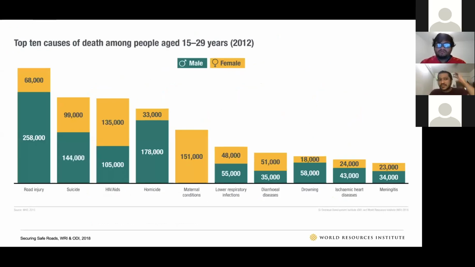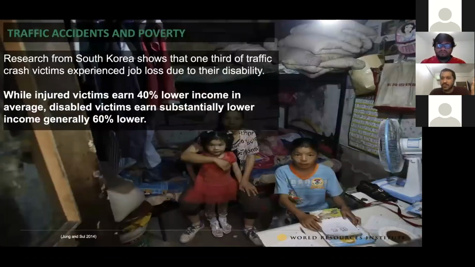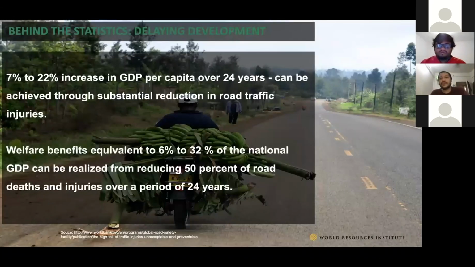And road safety is the top 10 cause of death among this really young group, 15 to 29. It has such high social costs, months of lost work and the consequences thereof. This was from a study in South Korea, and it's particularly sad: injured victims earn about 40% lower income, and the more disabled earn substantially lower, which is 60% lower. And there's the development that is delayed.